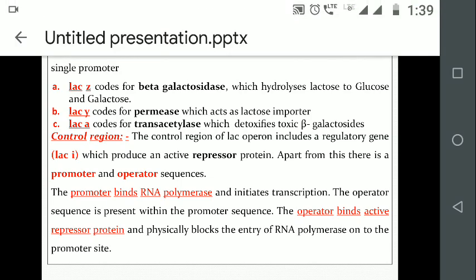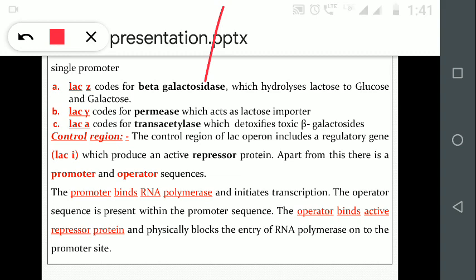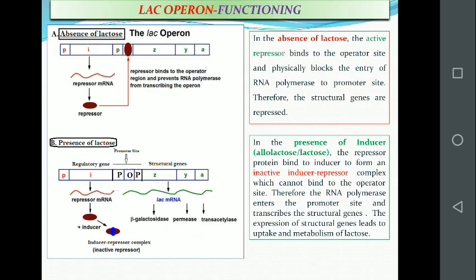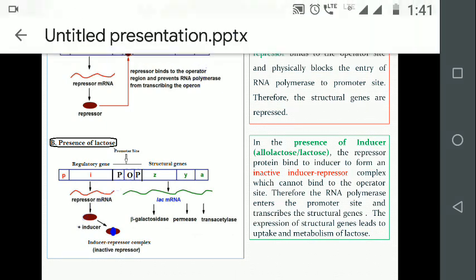So here we have the lac-Z gene, lac-Y gene, lac-A gene, and the control region. In the control region, we have the lac-I gene and the promoter and operator sequence. All this we have discussed in the previous slide itself. And let us start with how this lactose operon is regulated.